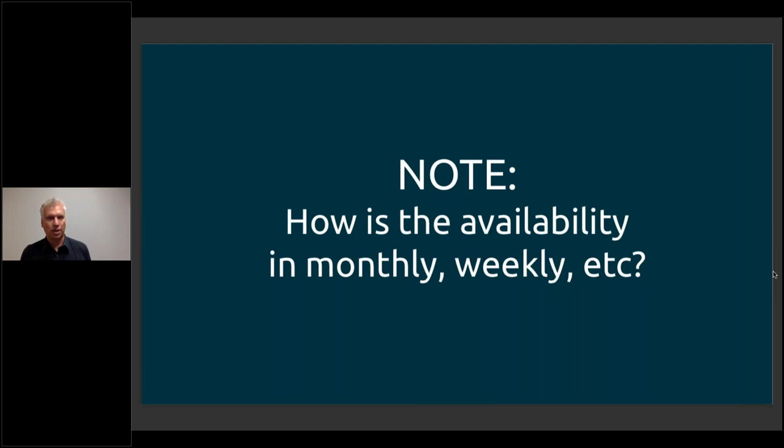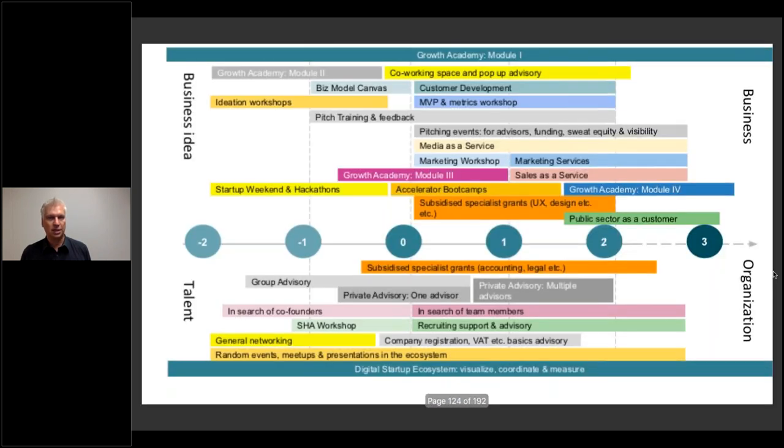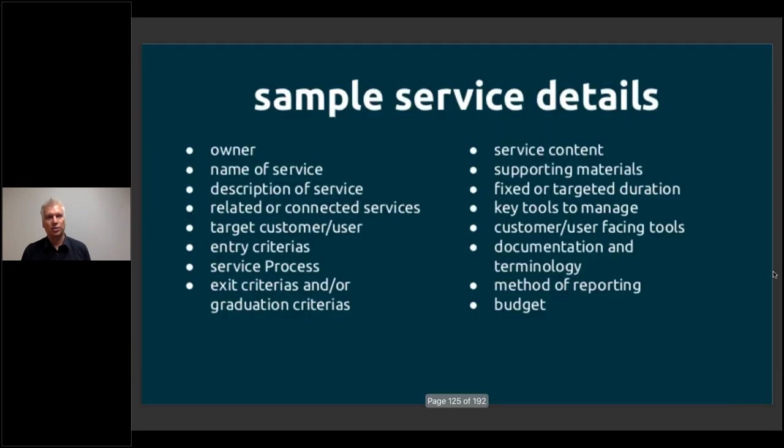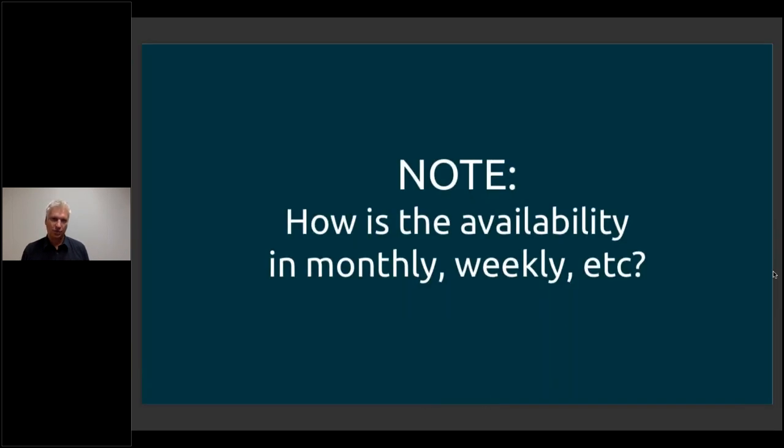So the key part really is that if we look at this map, when you do the ecosystem mapping, it may look nice and clean and full of different services, and we may feel comfortable that, oh, we have really good services. But when you put it through the lens of how is the availability, monthly, weekly, and so forth, and you apply that to that ecosystem mapping, the reality may start to come through that actually this is only available 2 times a year, this is an annual event.